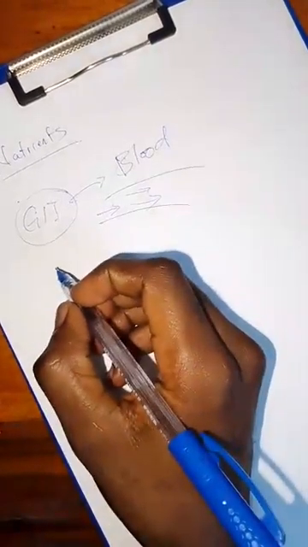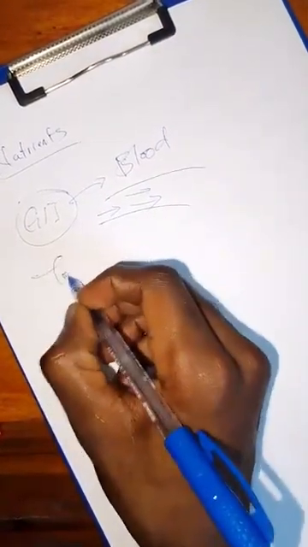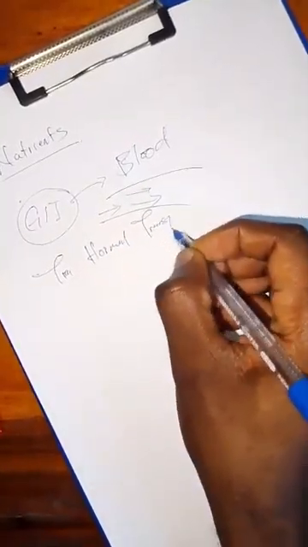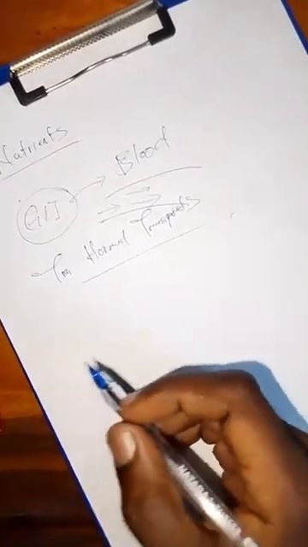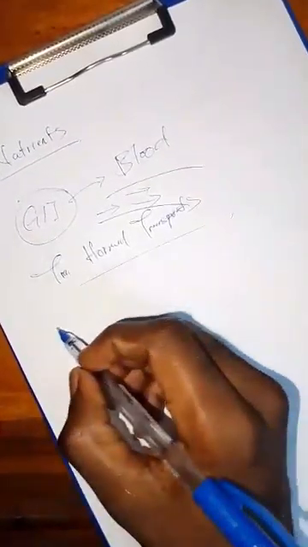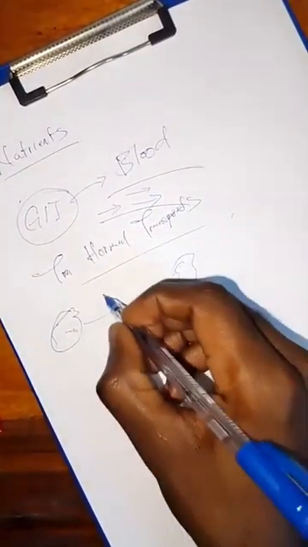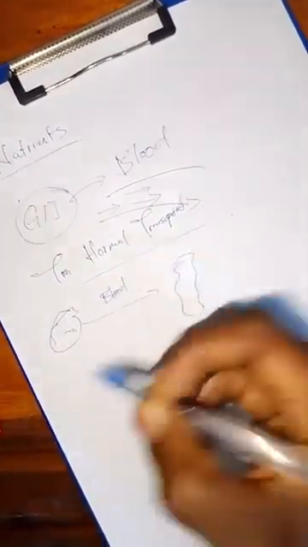Then also it helps in the transportation of hormones, or let me say hormonal transportation. So we know that when hormones are secreted from endocrine glands, those hormones are transported from the gland where they have been formed to the body tissue via blood. So blood is acting as a transporter there.